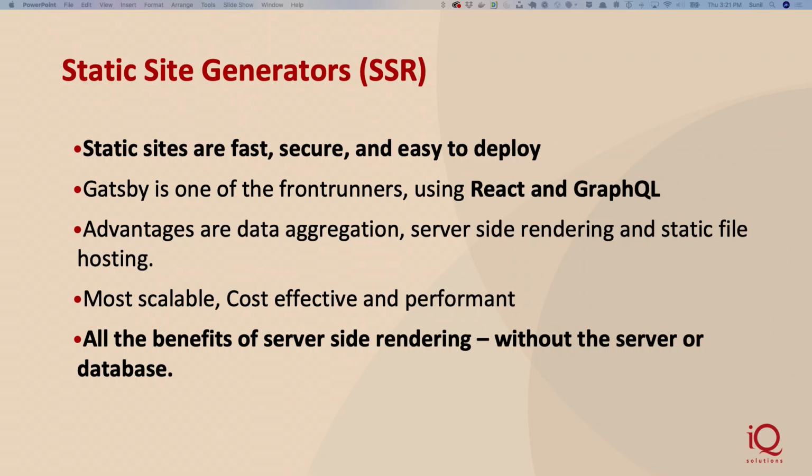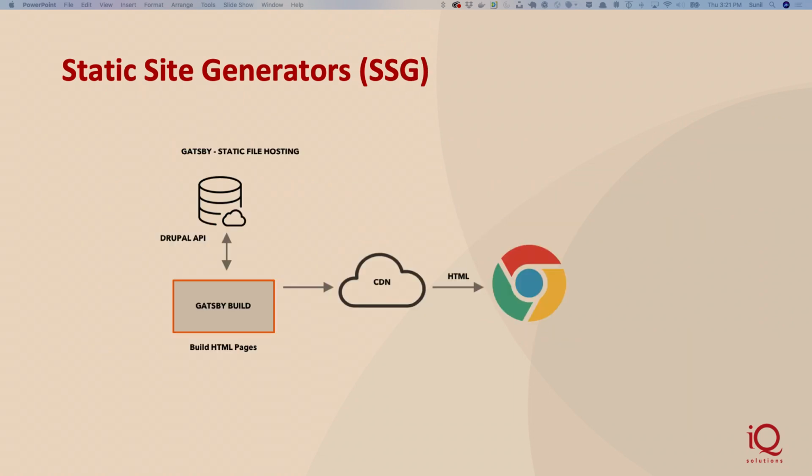The advantages here are data aggregation, and you're getting server-side rendering without actually having a server on the back end. You can take all these files and throw them onto a CDN or an S3 bucket, and suddenly you have a super fast, absolutely scalable site with zero architecture in the back end, and you're getting all the benefits because everything is statically hosted out there. So static site generators work.